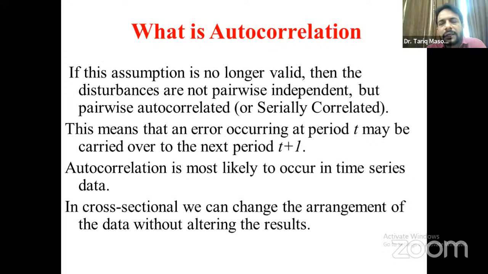Now, it occurs mostly in time series data because, as I said earlier, one important difference between time series and cross section is that you can disturb the arrangement of cross-sectional data. In case of time series data, there is a natural ordering. You cannot disturb that. So suppose there is a correlation between successive values of u, you cannot change the order of data. But in case of cross-sectional data, you can change that order. So ultimately, there will be removal of such type of correlation.